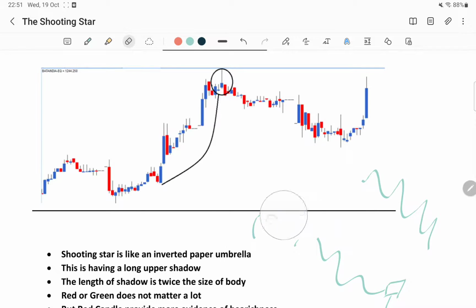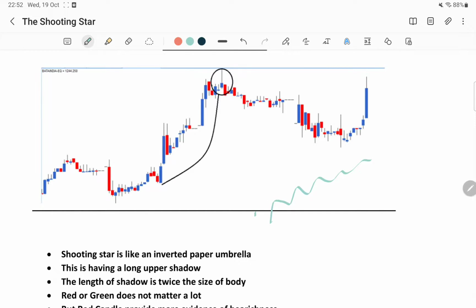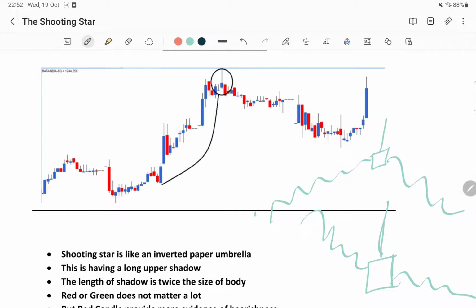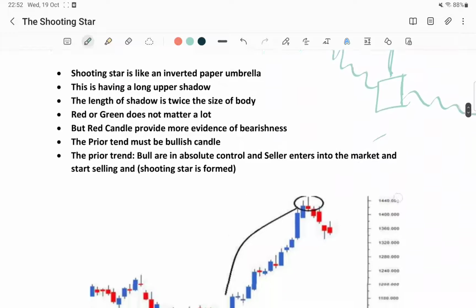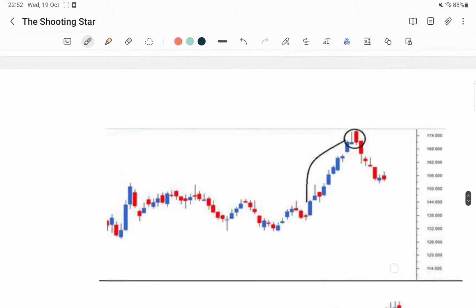Okay, I'm so sorry. Yes, so take the example, the stock is going up, and then a shooting star is formed. That means a lot of selling pressure may come. In the same manner, if the stock has fallen a lot and then a shooting star is formed here, it is also an indication that bears are trying to sell in the market. So wherever it is formed, the shooting star is purely a bearish candle. I hope you understood.